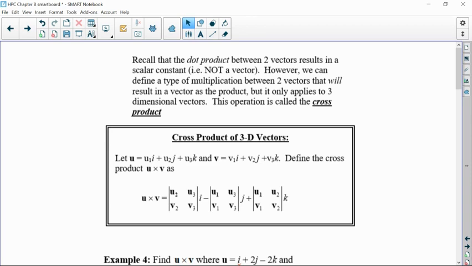Okay, I'm going to define a new kind of multiplication called a cross product. And this cross product will give us actually a vector quantity. The thing about cross product, and the reason we haven't seen it yet, is simply because it only is defined for dimensions 3 and higher. So you need at least 3 components, like an I, J, and a K.